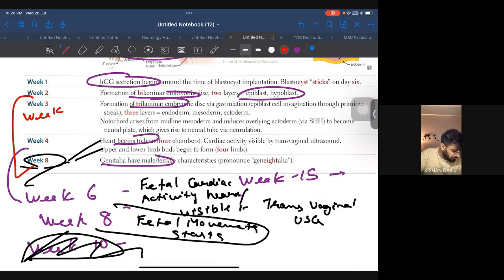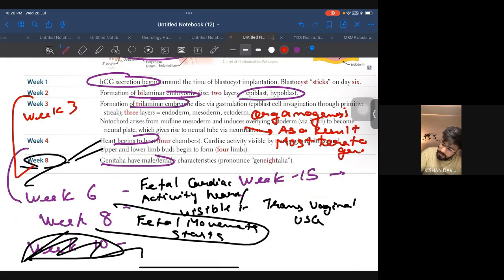Week 3. In week 3 there is organogenesis. Okay, it means organs start forming from here. Organogenesis. So as a result, it is the most teratogenic week. Okay, so you need to be careful with all the drugs that you are giving. You need to avoid all the teratogenic drugs. Okay, so week 3 is very important.